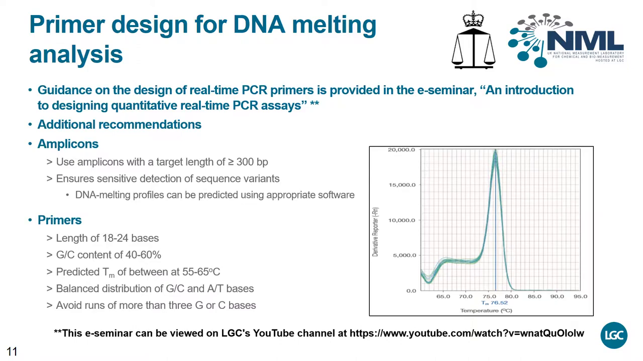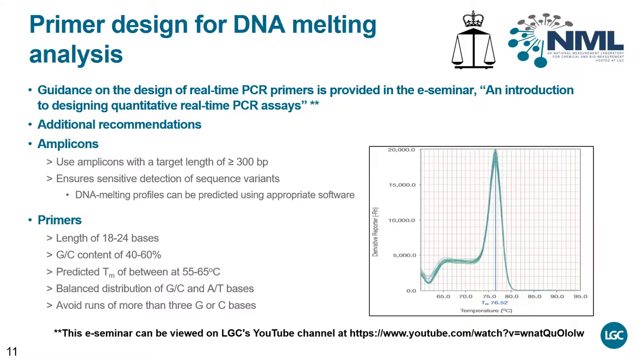Firstly, prior to undertaking the design of new primer sets, the potential of the target DNA sequence to discriminate between amplicon sequence variants using DNA melting curve analysis should be evaluated in silico using appropriate software. Once a target DNA sequence has been selected, primer sets should be designed which can generate amplicons of at least 300 base pairs. This is because amplicons of at least 300 base pairs have a high probability of allowing the detection of DNA sequence variants, enabling high levels of PCR efficiency to be achieved.